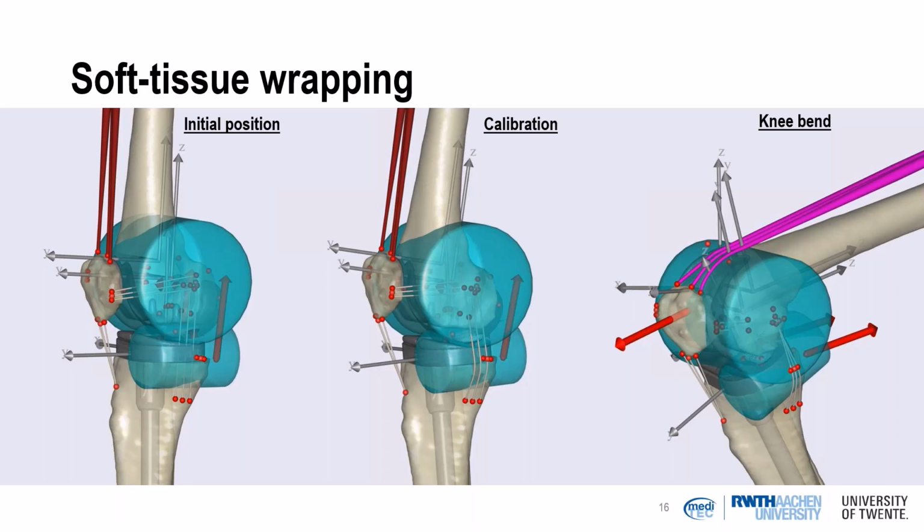So here no manual adjustment was needed. Here you can see it in the left image for the initial position and the center image after in our calibration position. So when calibrating the ligaments and the muscles, and then on the right hand side in the deepest position of the knee bend.